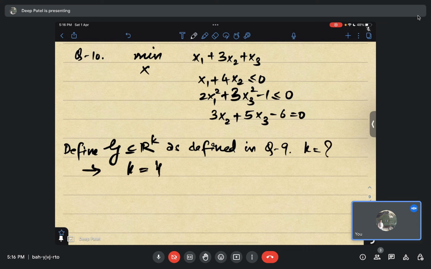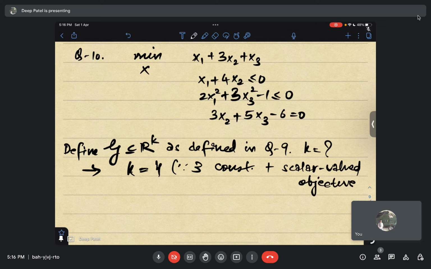So K equals 4 because 3 constraints plus a scalar valued objective. In the lectures, Professor Kulkarni mentions it, the tuples of UVT: U for the inequality, V for the equality, and T for the objective, right? Yeah. So here the equality we can just convert into an inequality, right? Yeah, but then you need 2 of them, right? Oh yeah, you are right. Then it should be 5. Yeah, that's what I was confused between.